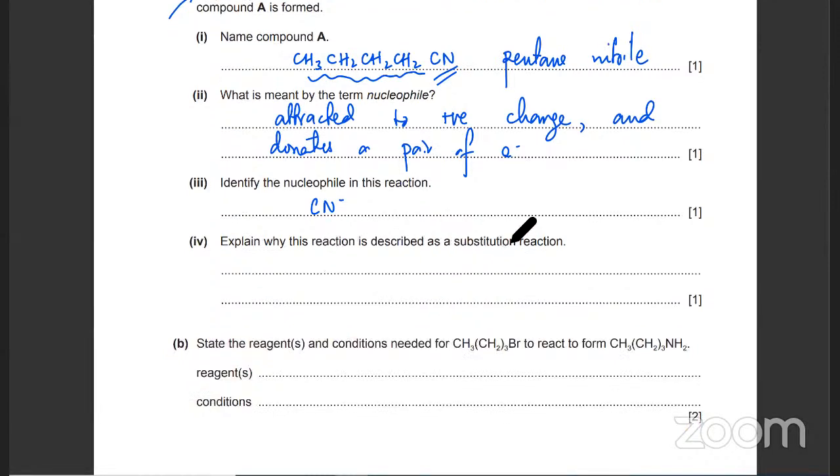Explain why this reaction is described as a substitution reaction. That's very basic. A Br atom is displaced by CN.